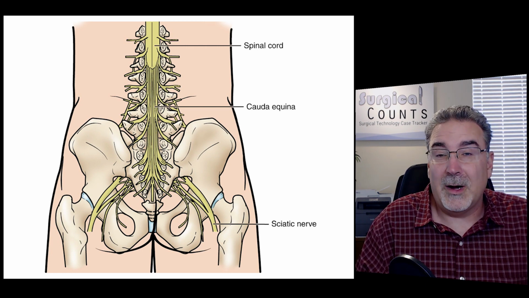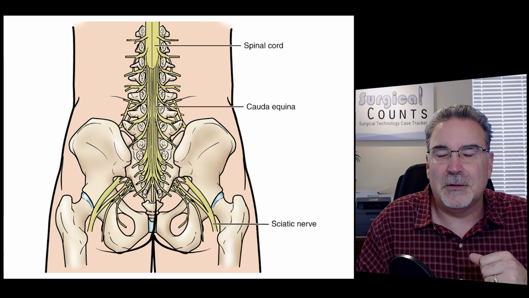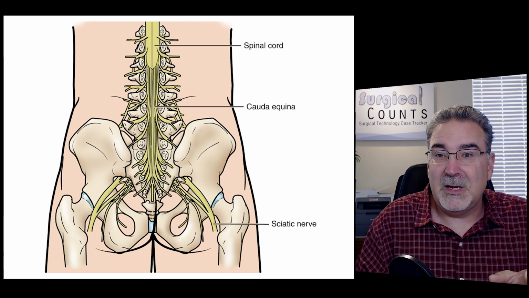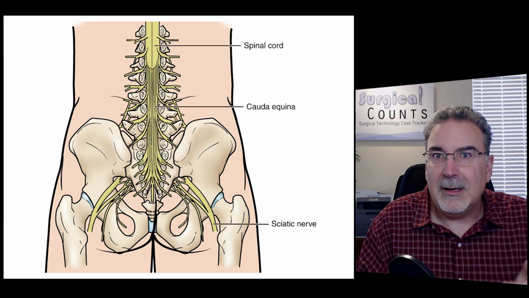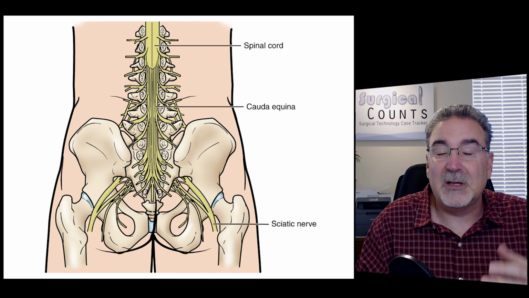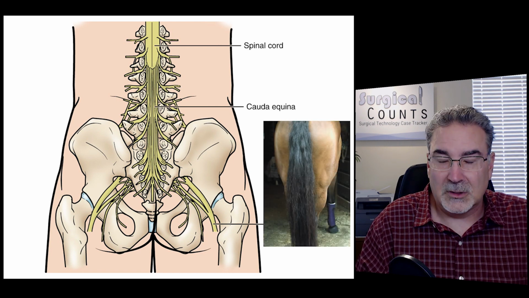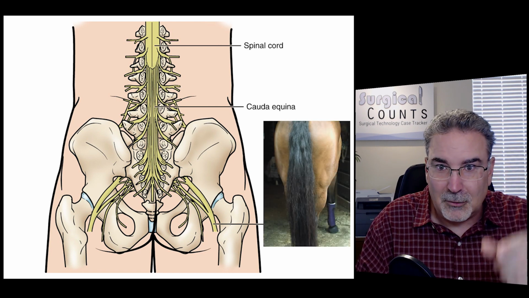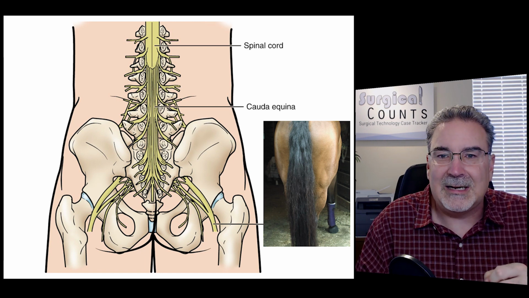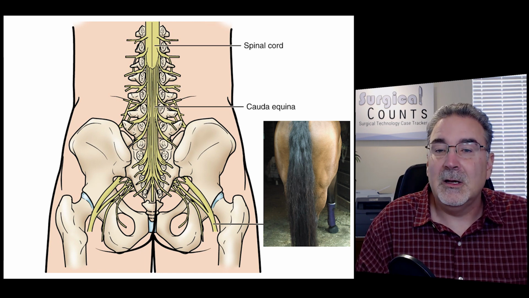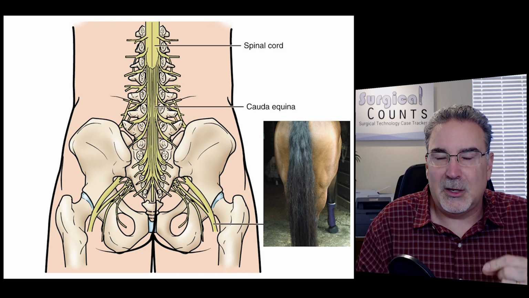Now, cauda equina, there's a high-class term. You know it's going to appear somewhere. So let's figure out what it means. So cauda means tail, and equina means horse. So equine, equina, all right? So that's where it comes from. It comes from looking like a horse's tail. And in fact, that's what it looks like. This bundle of nerves extending down kind of looks like a horse tail. So that's why it's known as the cauda equina, Latin for horse tail.